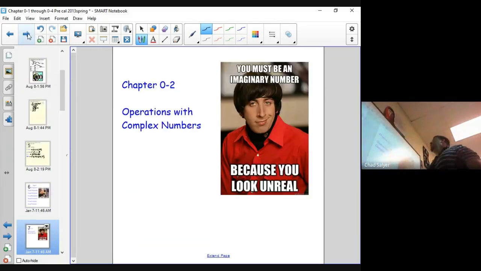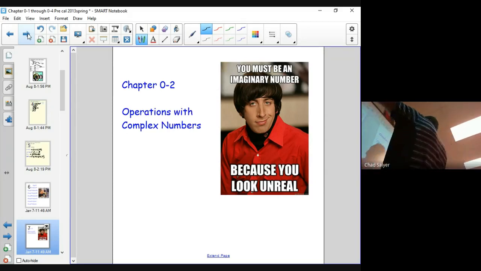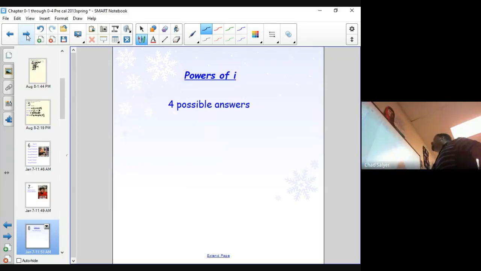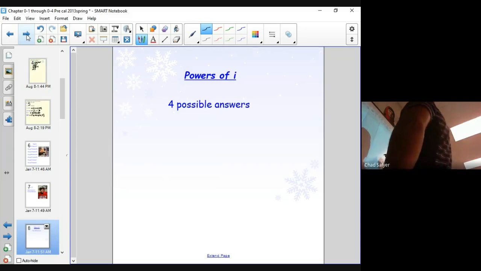All right, chapter 0, part 2, operations with complex numbers. So here's the guy from Big Bang using a pickup line. Pretty cool. All right, complex numbers. Powers of I. There are 4 possible answers when I'm taking I to a power.